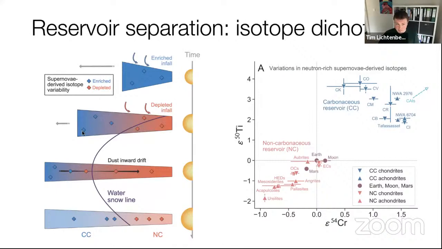While this is happening, the disk itself expands viscously. After that, the grains start coagulating and drifting inwards. But the blue ones here, the enriched grains, are stopped due to the traffic jam at the snow line. Therefore, when the disk eventually ceases, when the disk stops living in a sense, it keeps a memory of this original transition in infall.